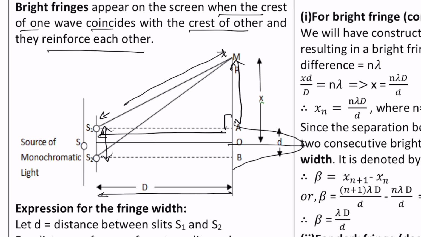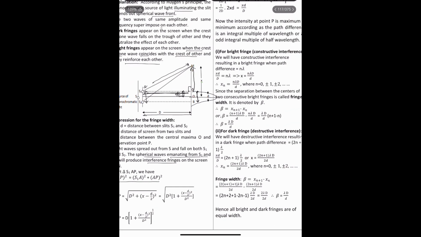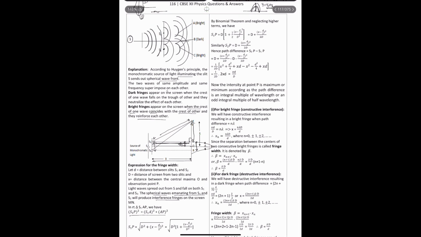So, from this, it is D square, and this distance D square is the base, plus X minus d by 2 whole square. If this distance is d, then half of the distance is d by 2. By calculating this, we find S1P. This is simply a mathematical operation that we can do. Similarly, we can find S2P.